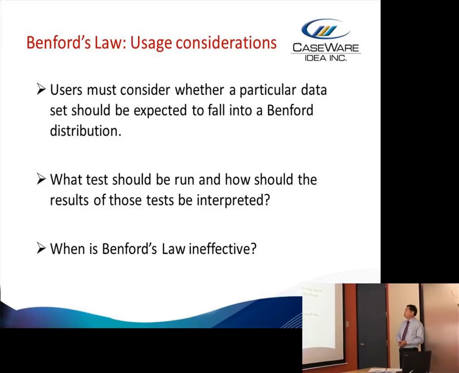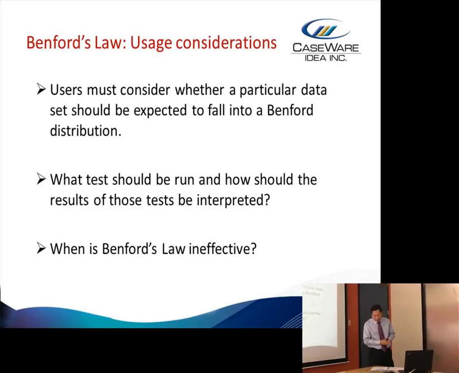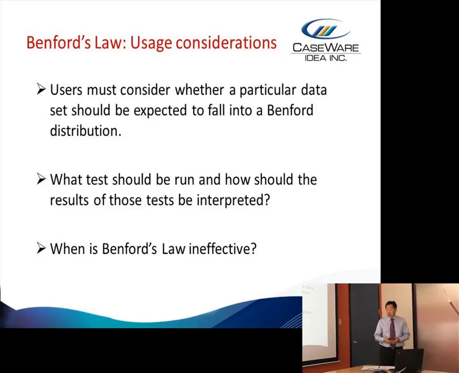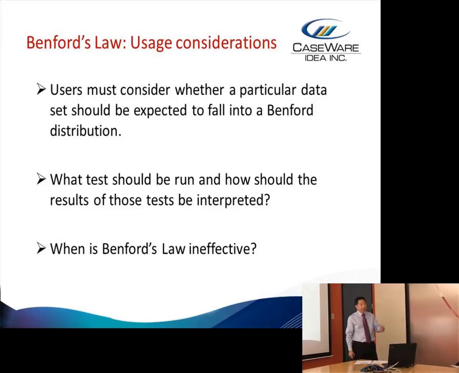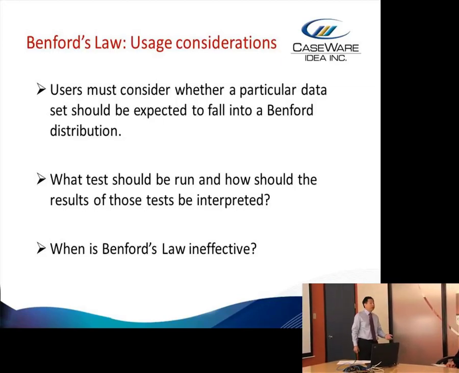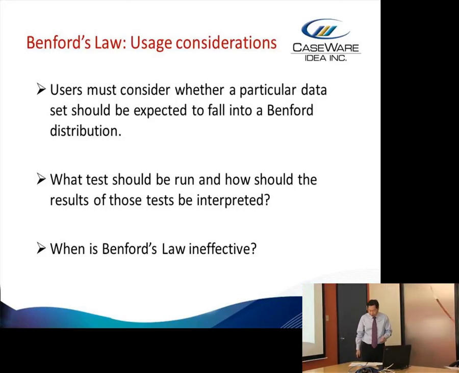What tests should be run, and how should the results of those tests be interpreted? Well, there are costs associated with false positive, that is, identifying a fraud condition when none exists. There's also costs associated with false negative, that is, where there's a fraud condition and it's not detected. So one must consider the level of significance to select for further investigation, because you don't want to investigate too many transactions, it's time consuming, and of course you don't want to investigate too few because you may miss something.